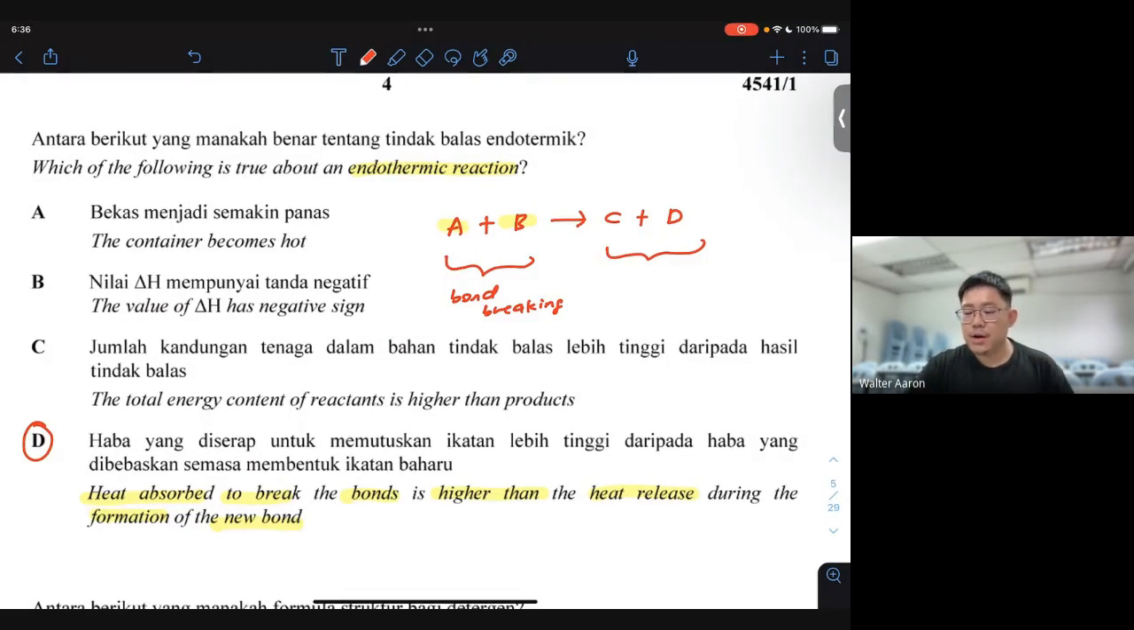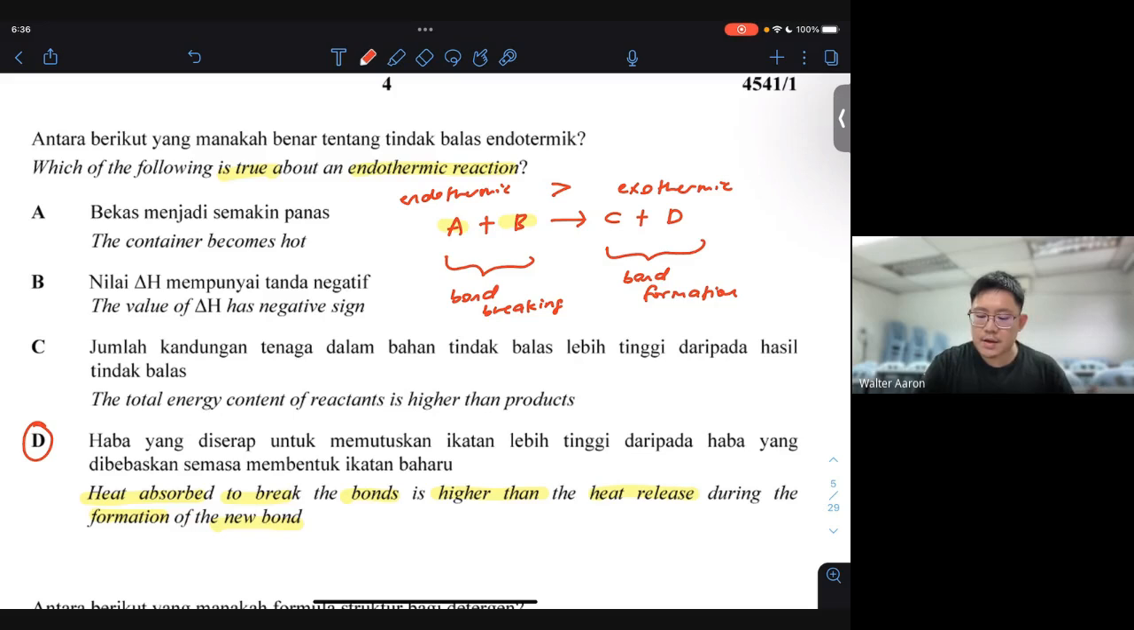And when they form these new products, of course, there will be new bond formation from the atoms. So the process of bond breaking is technically an endothermic reaction. And the process of forming new bonds will actually be an exothermic reaction. All right, now if the endothermic part is greater than the exothermic part, then generally the whole reaction is actually an endothermic reaction. So therefore, D perfectly describes what an endothermic reaction is, and that is actually true. The rest of it is actually wrong.